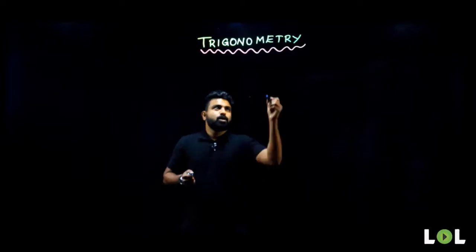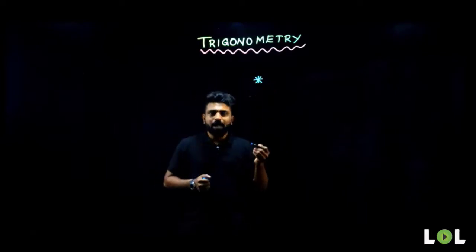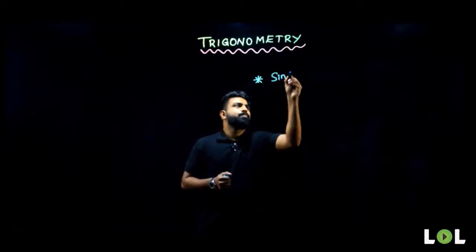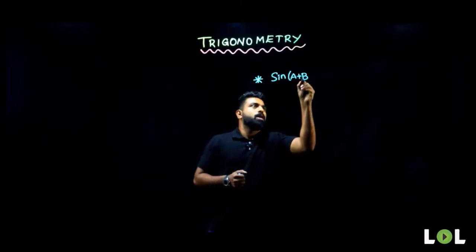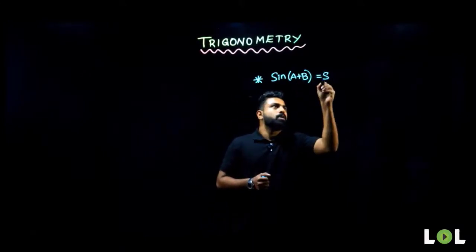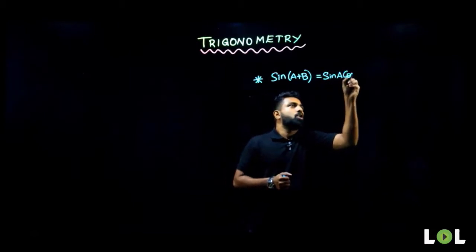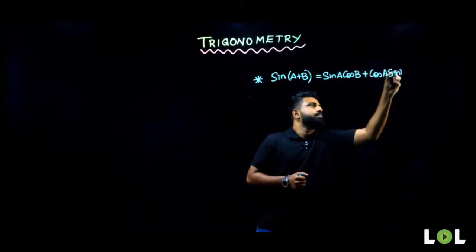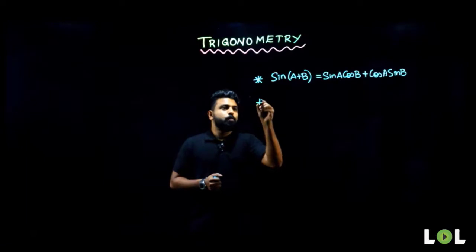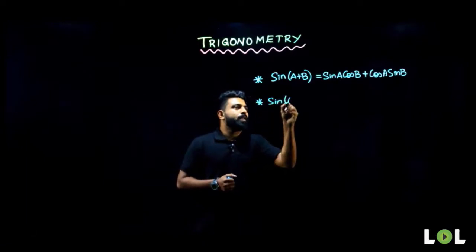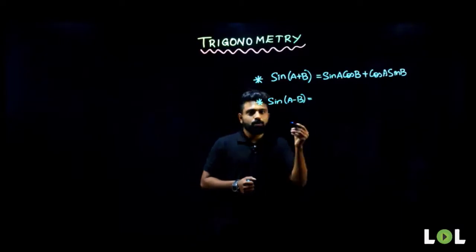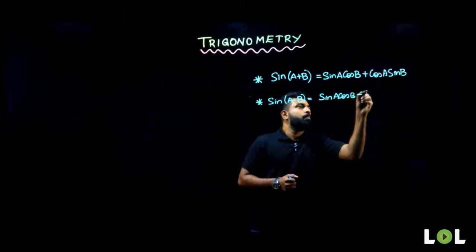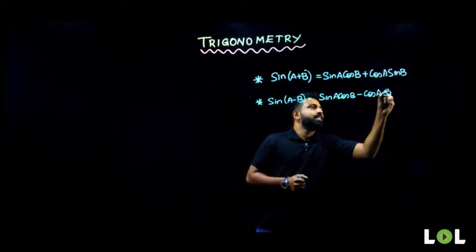Which are those? So pay attention to these formulas. We'll be using these formulas to derive much more formulas. Which are those? Sine of a plus b. Sine of a plus b is equal to sine a cos b plus cos a sin b. Again, the other important formula is sine of a minus b. That is equal to sin A cos B minus cos A sin B.